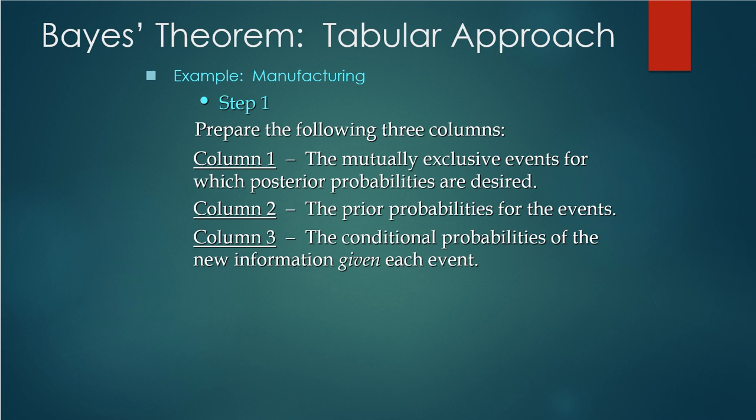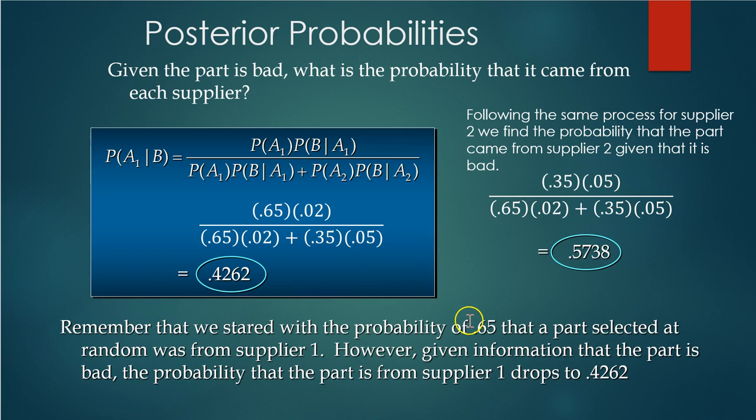So even though, let's go back a step, we get 65% of our parts from supplier one, the majority come from supplier one. But if it's bad, because supplier two provides us bad parts at 5% versus 2%, there's a greater likelihood that this bad, defective part actually came from supplier two.